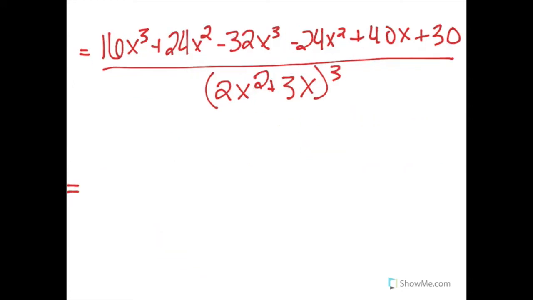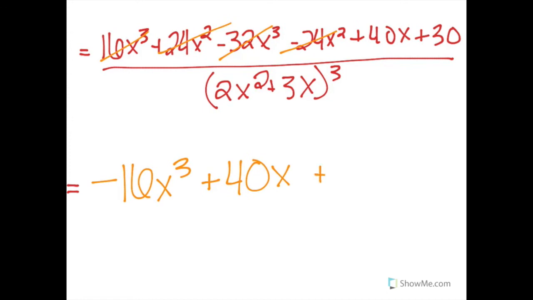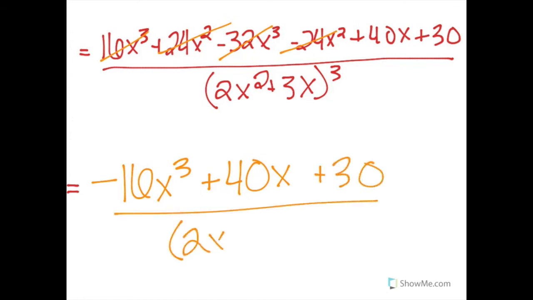Okay, our last step is we're just going to put our powers together. So we should end up with our cubes out. We should have minus 16x cubed. The x squared go completely away. We're left with 40x plus 30 all over that denominator of 2x squared plus 3 to the third.